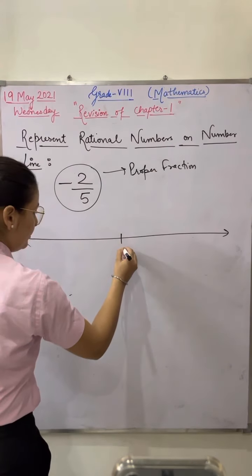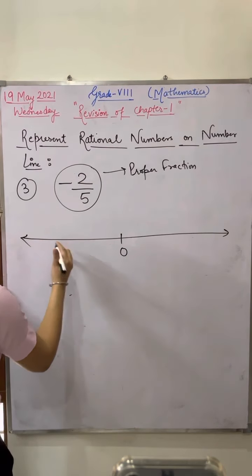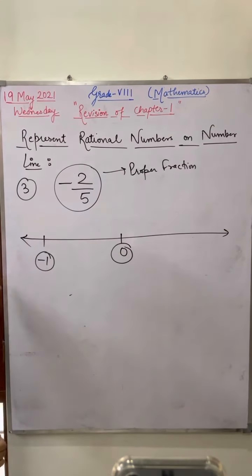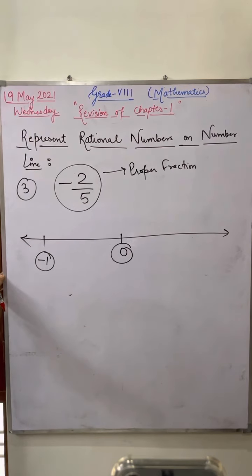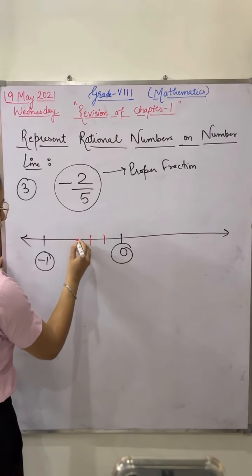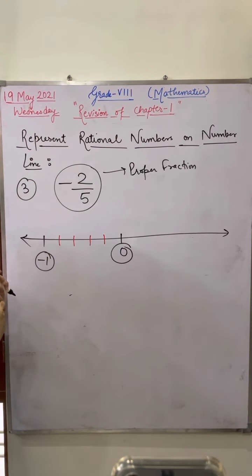So it will lie between which numbers? Ma'am, minus 1 and 0. Very good. 0 and minus 1. It will lie in between these two. Now please tell me how many partitions I have to make. Ma'am, 5 partitions. Very good. 5 partitions. 1, 2, 3, 4, and this is your fifth. No need to make the fifth.